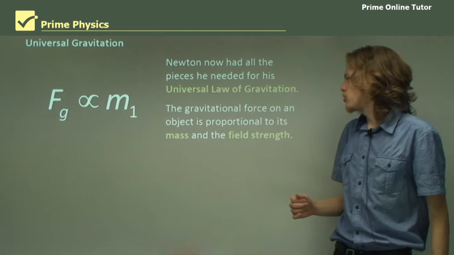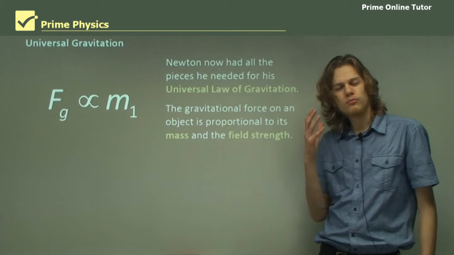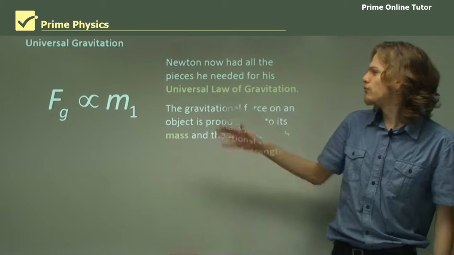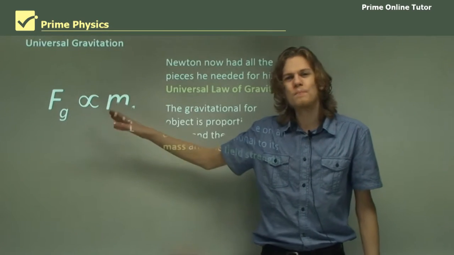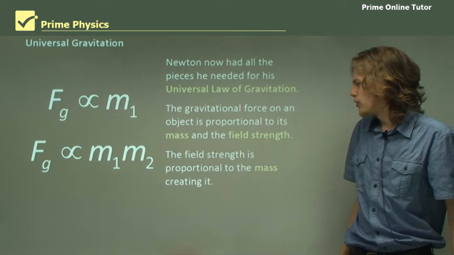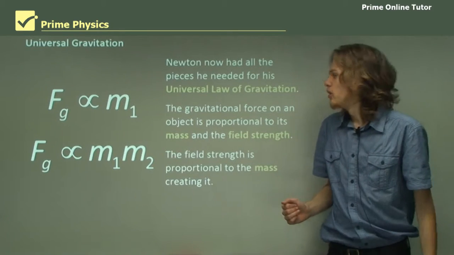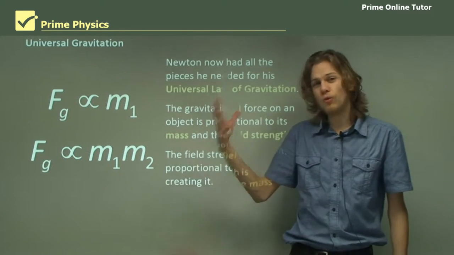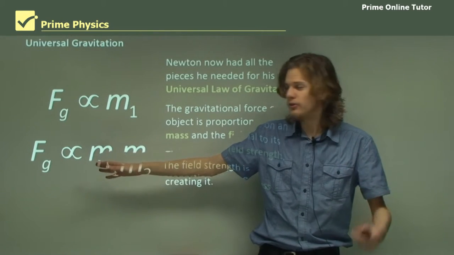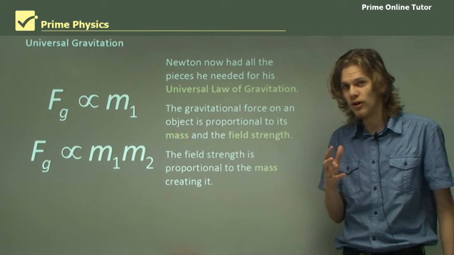So the gravitational force on an object is proportional to its mass and proportional to the field strength. We don't really have an expression for this field strength just yet, but we have the mass. So we'll say the force of gravity is proportional to the mass of the object, right? We also know that the field strength gets stronger for more massive objects, like planets. So we can say that the force is proportional to the first mass, which is in the gravitational field, and the second mass, which is producing the gravitational field. With me so far?